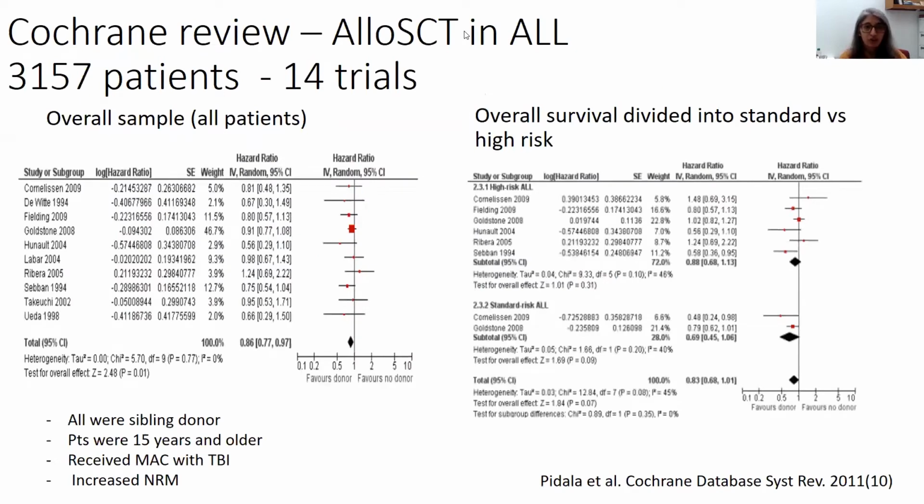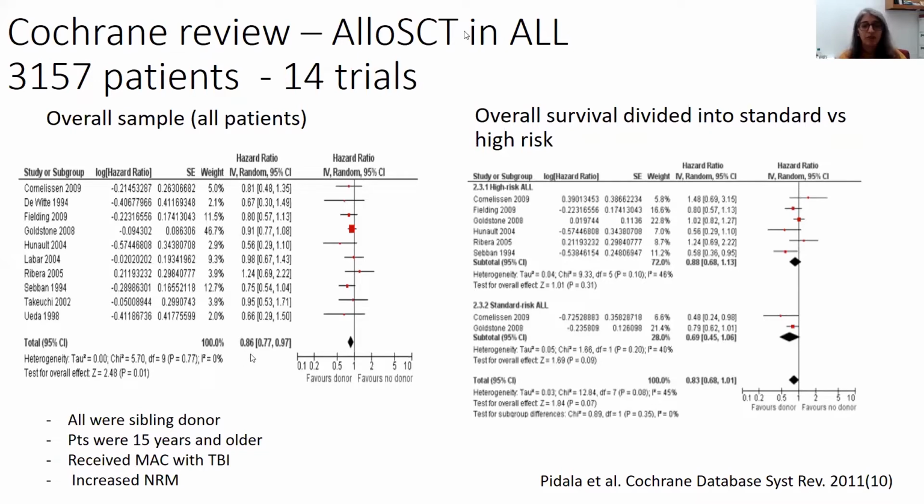This large review was published by the Cochrane Review authors in 2011, so this is an older study. They looked at a group of 3,000 patients spanning about 14 trials, over a decade or so, and they looked at all patients who underwent an allogeneic stem cell transplant in ALL. All of the trials selected used sibling donors, and all of them involved patients older than 15. So this doesn't really apply to the pediatric group or to patients who were treated with a pediatric-inspired regimen. They all received myeloablative conditioning with TBI, and what was noted was an increase in non-relapse mortality.